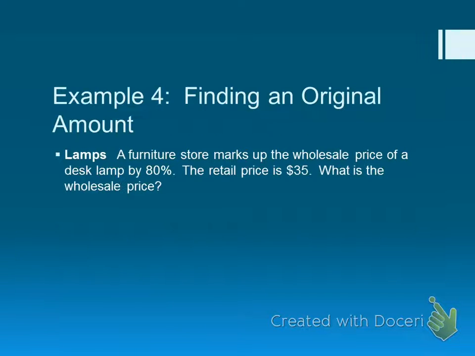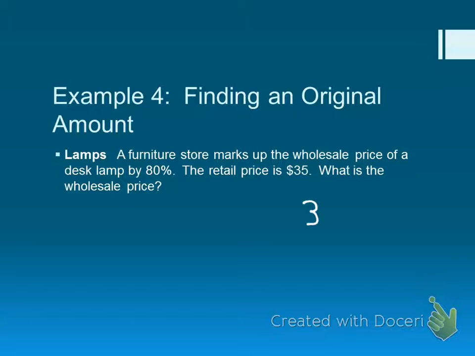Okay, one more example. Okay, now in this example, I'm working backwards. Now I know what the retail price is. I know how much they marked it up, but I don't know what they paid for it. So I'm essentially working backwards. Here's how you set it up. There is more or less a formula.